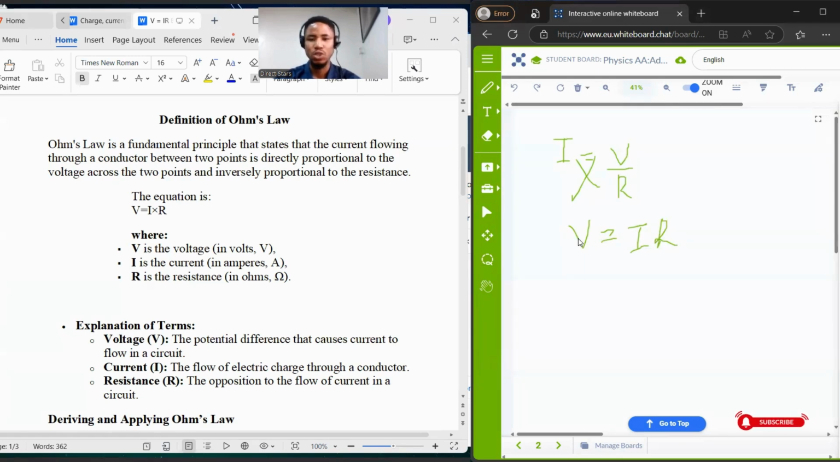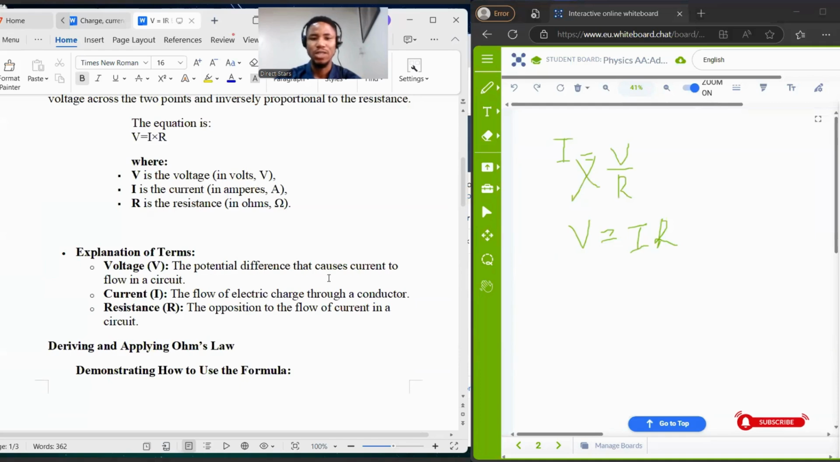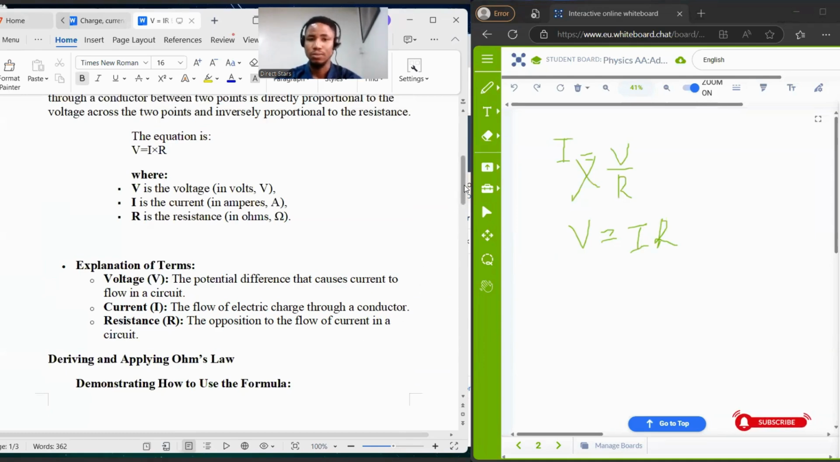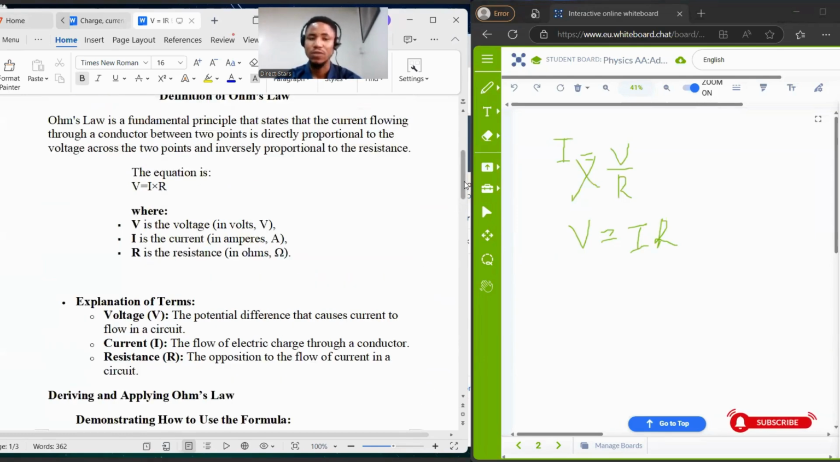Now, what is V? V is the voltage across the 2 points. I is the current itself. R is the resistance opposing this current. Voltage is the potential difference that causes current to flow in a circuit, the push of the current. Current is the electric charge flowing through a conductor in a circuit, while resistance is the opposition to the flow of this current. So again, Ohm's law states that the current flowing through a conductor between 2 points is directly proportional to the voltage across the 2 points and inversely proportional to the resistance.